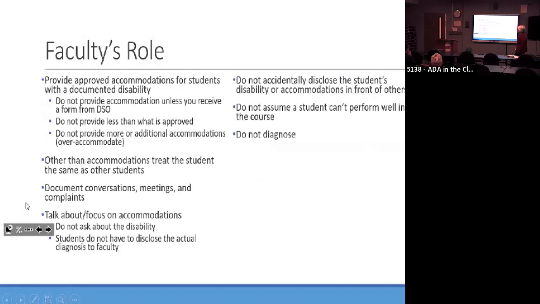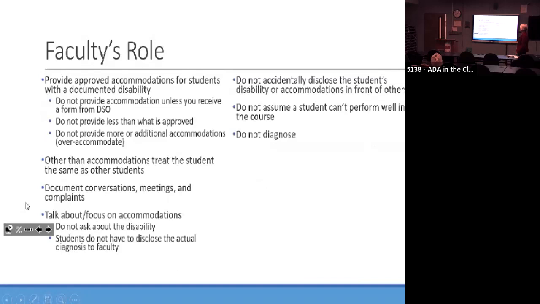Talk about accommodations, not the disability, okay? Students do not have to tell you what their diagnosis is. A lot of students will. I have mixed feelings about that, because if it were me teaching, I would want to know, because I'm going to approach someone on the spectrum very differently than someone with dyslexia. So if they do tell you, then you can use that as a way to gauge how you can assist them. But they do not have to tell you, so don't ask, and that is a violation of their rights.